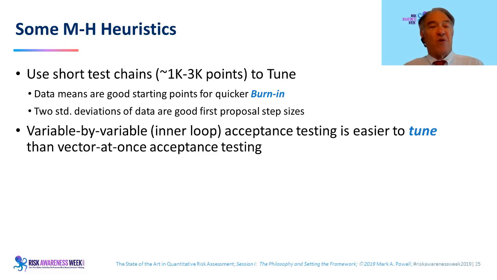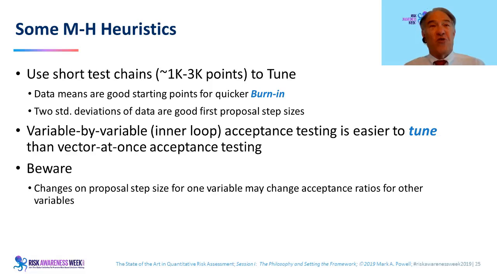I find that variable by variable and inner loop acceptance testing is easier to tune than a vector at once acceptance testing. It's just hard because you have to change the proposal step size on all the elements at once. And that's tricky. Beware, however, if you use an inner loop, variable by variable acceptance testing, changes on the proposal step size for one variable are going to change the acceptance ratios for the other variables. So you still have to check them all. And with lots and lots of variables, that may be a lot of checking.